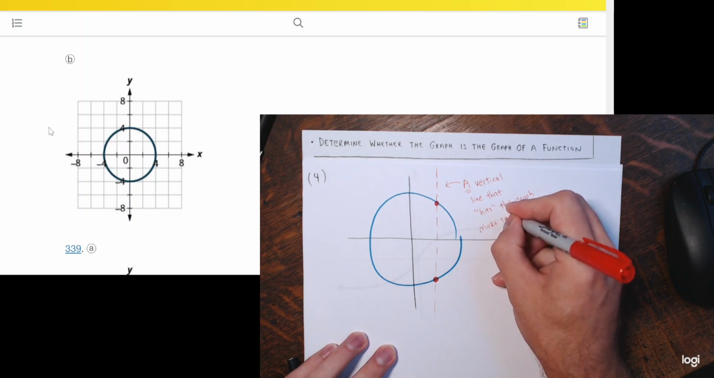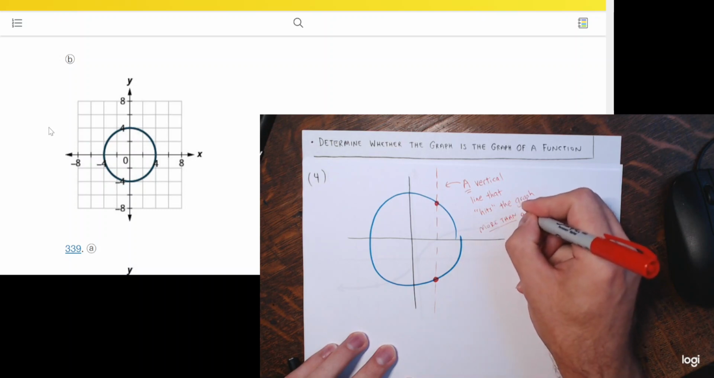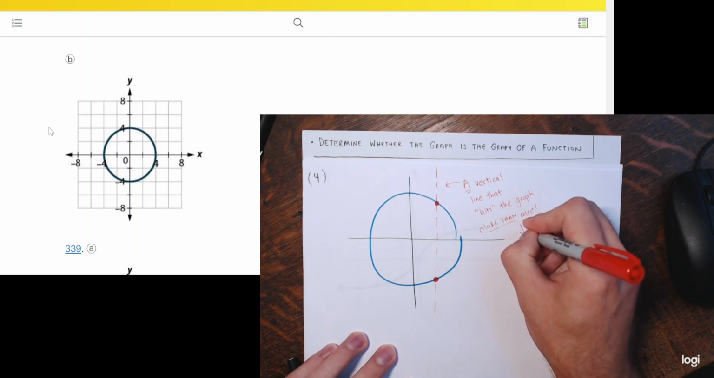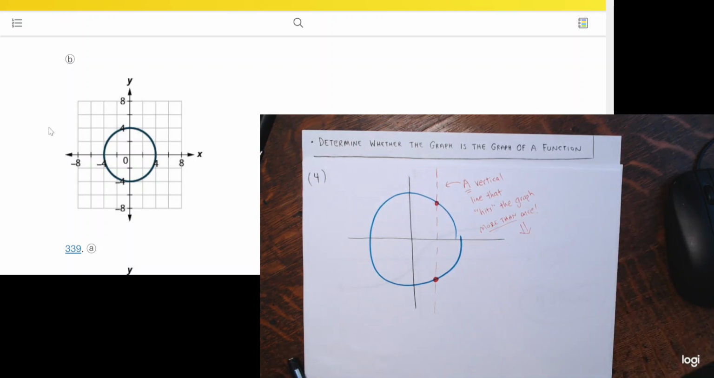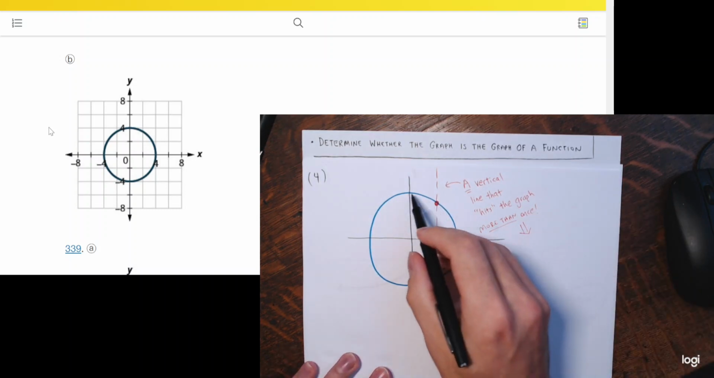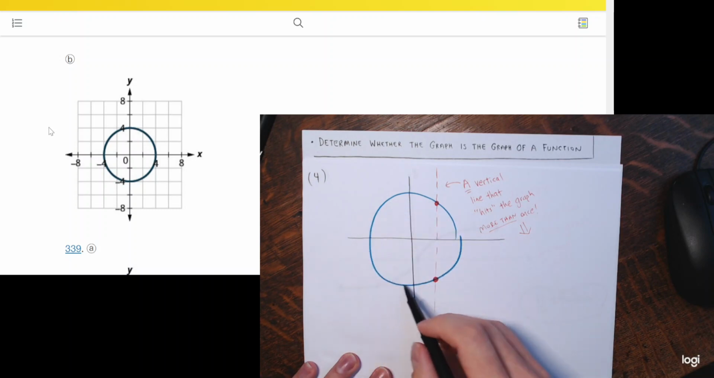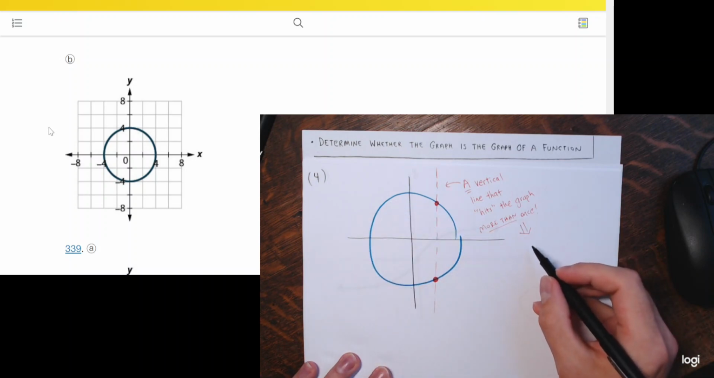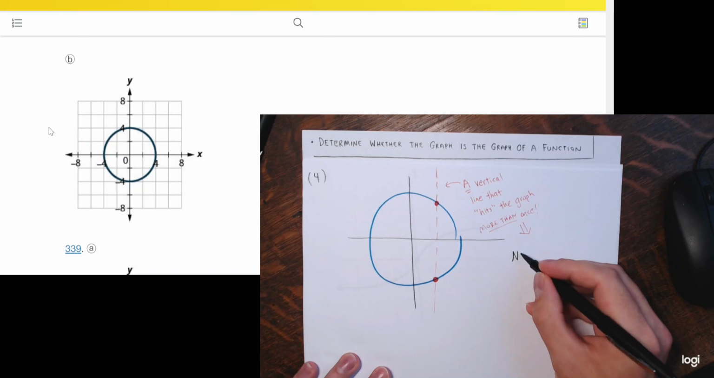And if that is the case, if you can find a vertical line that hits the graph more than once, then this relation, the picture of all these points, is a graph of a relation that is not a function.